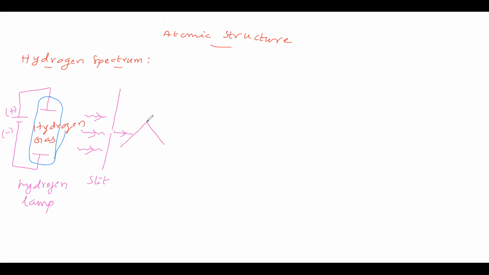Now here a prism is placed. This radiation is undergoing dispersion here, and the coming out radiation is called emergent rays. Emergent rays are focused on a photographic plate, and we develop the photographic plate. What are we getting? The hydrogen spectrum. Now we will see that hydrogen spectrum.